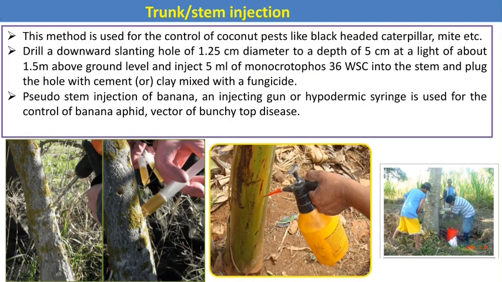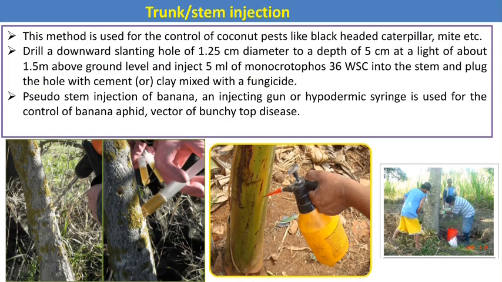What happened here? We just drilled a downward slanting hole of 1.25 centimeter diameter to a depth of 5 centimeter at the height of about 1.5 centimeter above the ground level, and inject 5 ml of monocrotophos 36 WSC into the stems and plug the hole with cement or clay mixed with fungicides. And this technique is also followed in the case of banana.